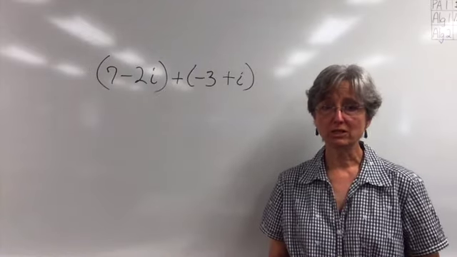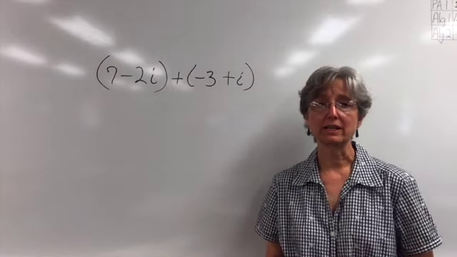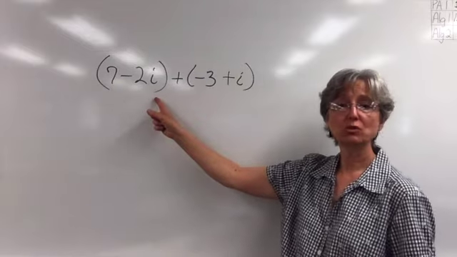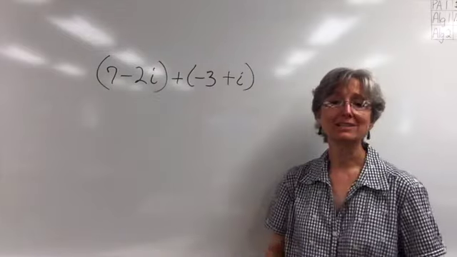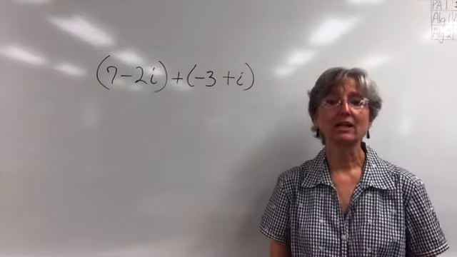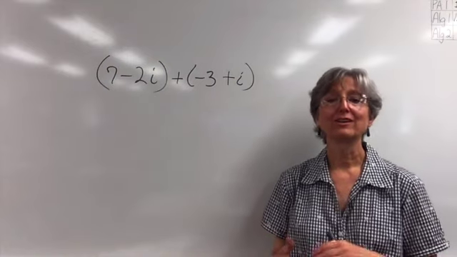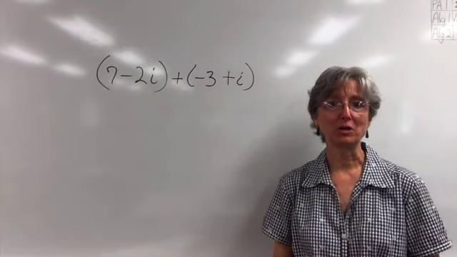Here's one for you to pause and practice. I want to make sure that you've got this down. So we're going to take 7 minus 2i plus negative 3 plus i. I want you to add those together. So pause, write it down, then restart the video and see if you got it right.